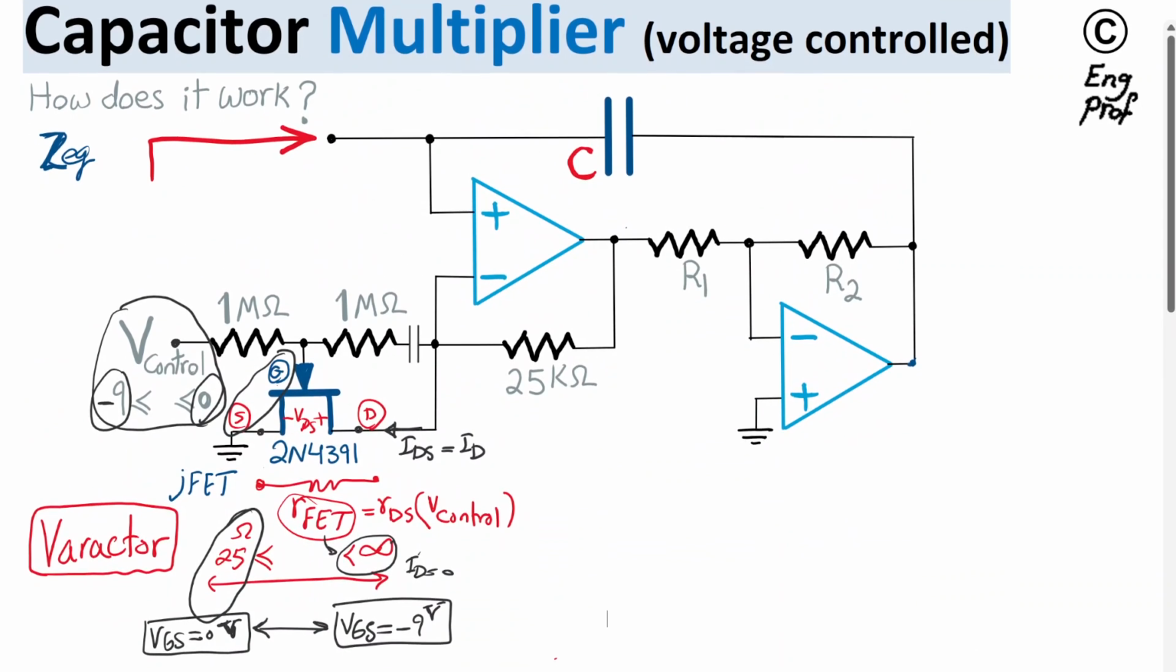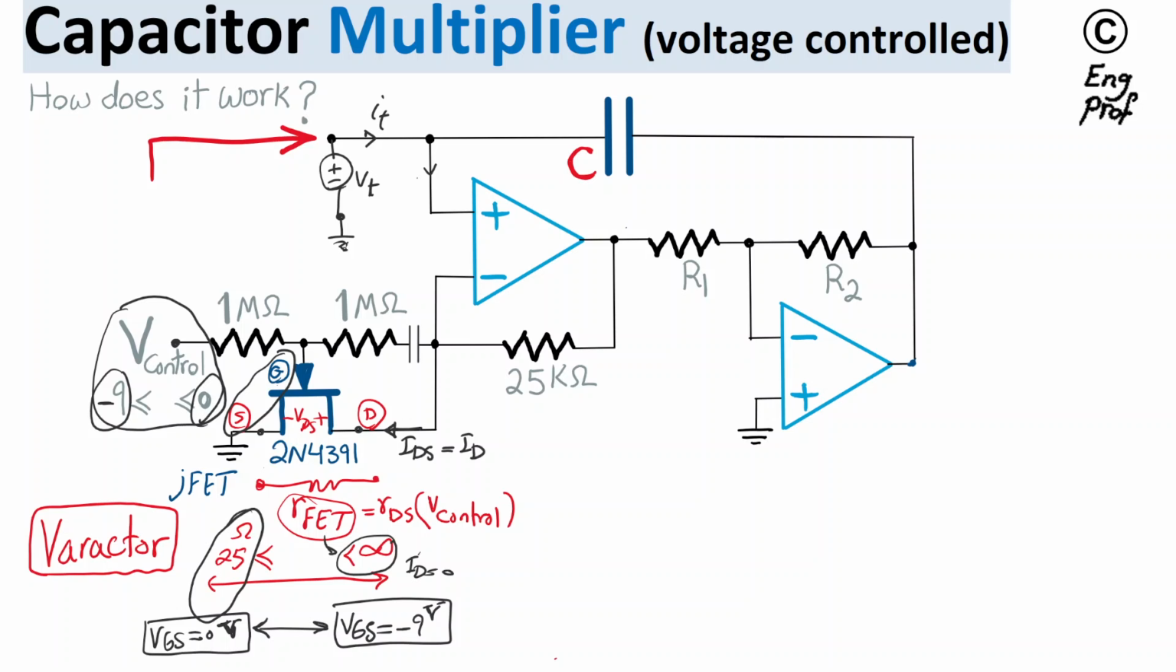All right. So what I'm doing is as simple as this. Since I need to find Z equivalent, remember that the best way to do that is to apply a test voltage between here and ground, or the AC ground. So V test is applied here. As a result of applying a test voltage, a test current will flow through the circuit.